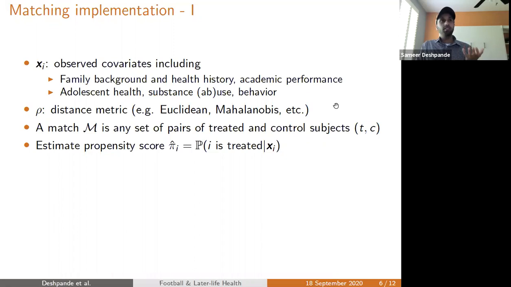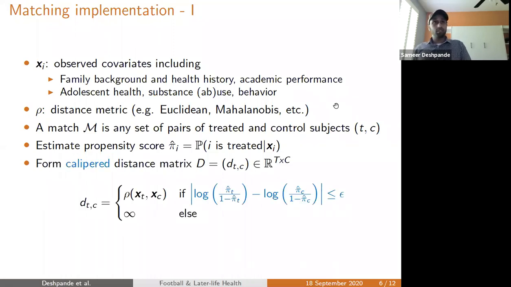The treatment assignment in this case is binary: they either played football or they didn't. So this really amounts to fitting a logistic regression model, but you could fit something a little more complicated if you wanted. We have a set of covariates, a distance metric, and a propensity score, and we'll now form what I'll call a caliper distance matrix. This matrix D has T rows, where capital T is the number of treated subjects, and capital C columns for the number of controls. Each element, the TC element, is going to be the distance between the covariates of the Tth treated subject and the Cth control subject, if their propensity scores are close enough. If we look at this condition, you'll notice that it looks like the log odds that person T was treated minus the log odds that person C was treated, and we're saying that it must be less than some value epsilon.